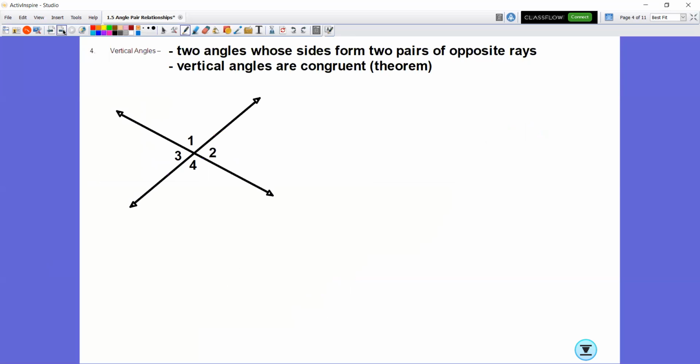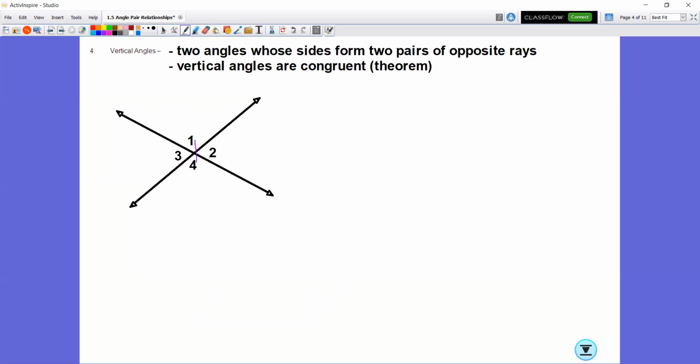All right, next, vertical angles. They are two angles whose sides form two pairs of opposite rays. Vertical angles are congruent. That is a theorem. Again, it's not as important because we don't write proofs, thank goodness. But when I think about vertical angles, what I want you to think about is like looking in the mirror. Who is directly across the mirror here?